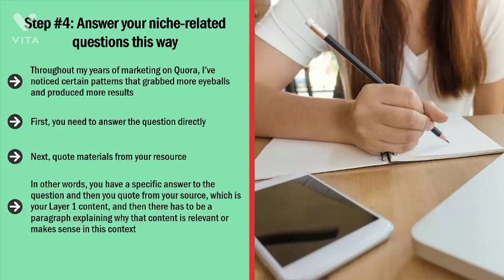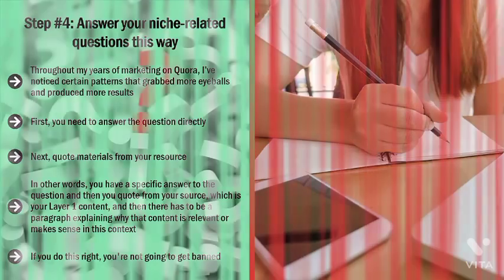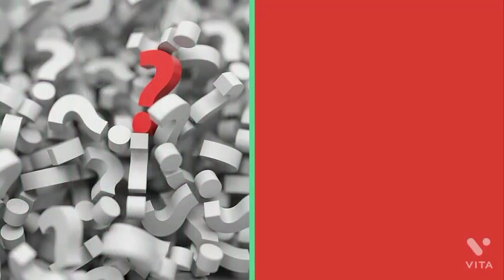After you've done that, you include a link to your Layer 1 or Layer 2 content and claim that this is your source. If you do this right, you're not going to get banned. Also, if you do this right, people who read your answer are more likely to click through.